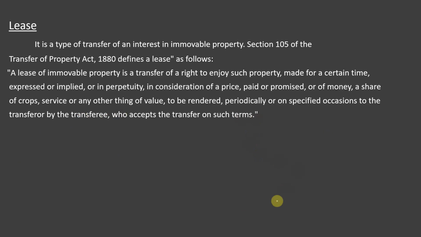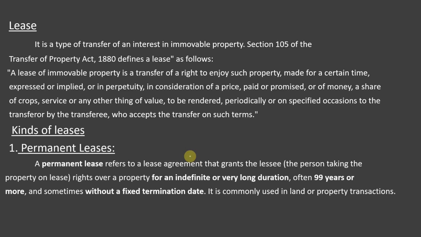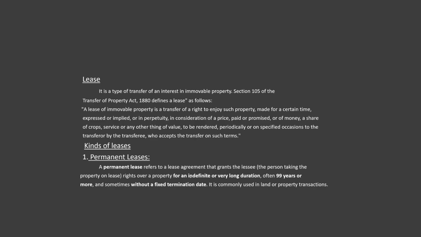And the next concept is kinds of leases. The first kind of lease is permanent lease. Rights over a property for an indefinite or very long duration, often 99 years or more, and sometimes without a fixed termination date. It is commonly used in land or property transactions. Lessee means the person taking the property on lease, as we have understood before.